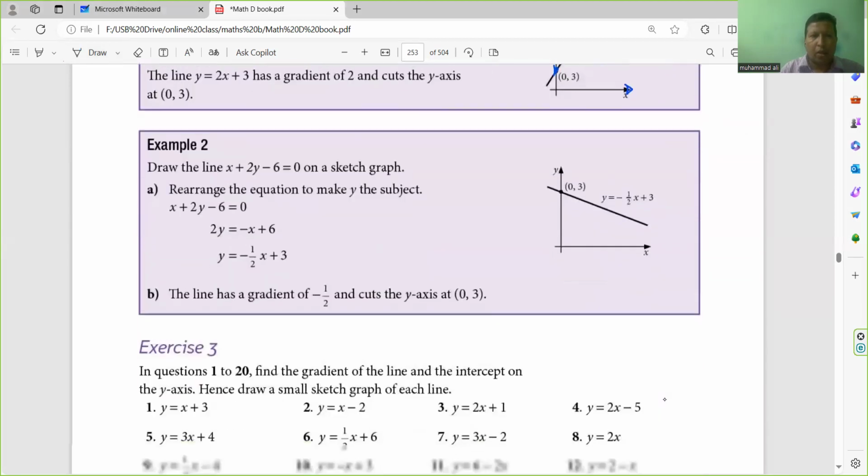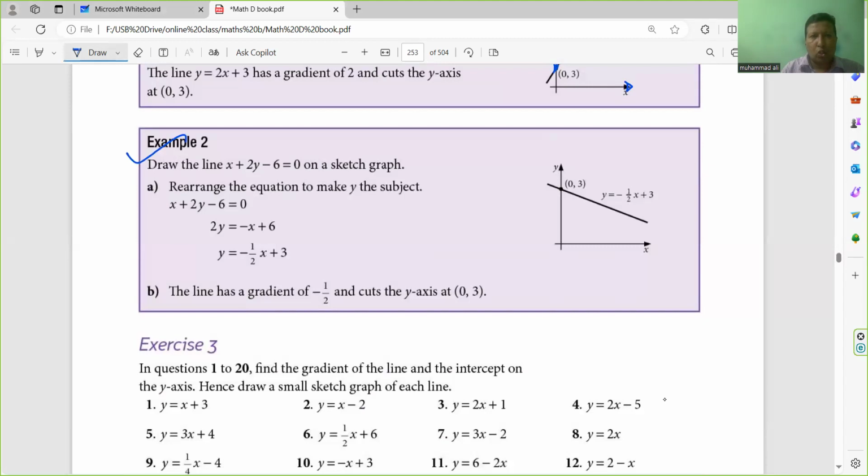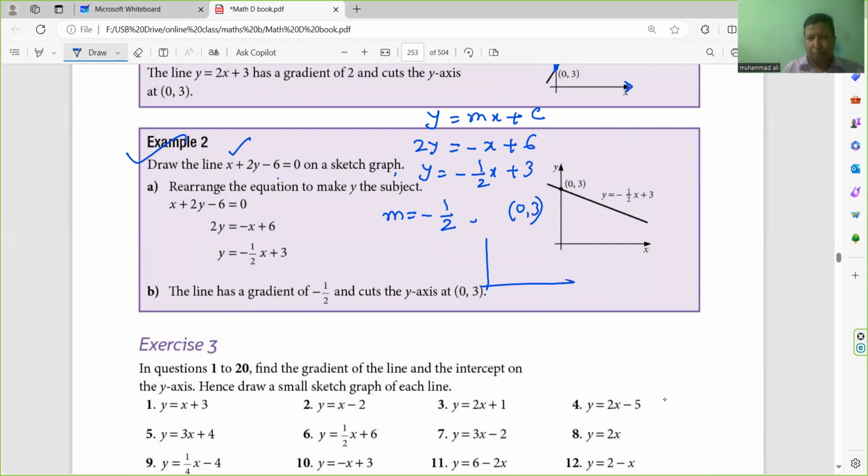The second one, draw the line x plus 2y minus 6 equals 0 on a sketch graph. So we have to convert this into the form y equals mx plus c. So right here, 2y equals minus x plus 6, y equals minus 1 by 2 x plus 3. So here the gradient we get is minus 1 by 2 and the y-intercept point is (0, 3). So this is (0, 3). As the gradient is negative, the line will go from left to right, downward.